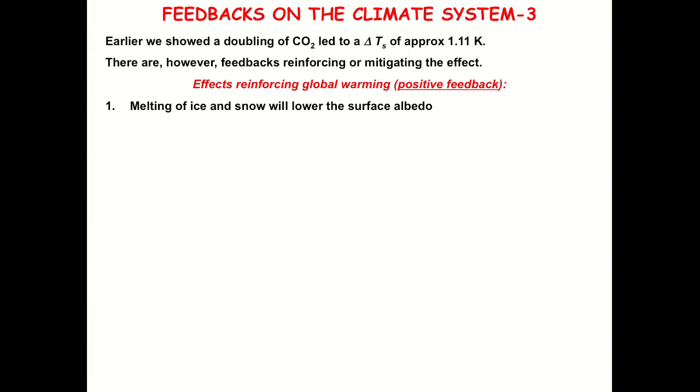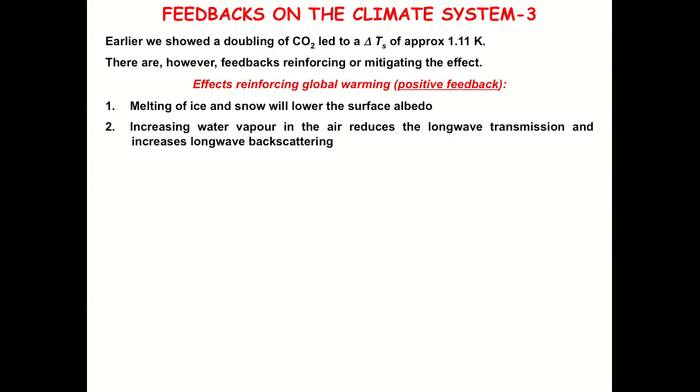The first one might be melting of snow and ice. What does that do? It's going to lower the surface albedo. That means more radiation is absorbed at the surface, and that ultimately is going to lead to a positive feedback. If we increase the water vapor in the air, that's going to reduce the long wave transmission, and it's also going to increase the long wave backscattering, for example. That will then also lead to a positive feedback, more warming in the atmosphere.